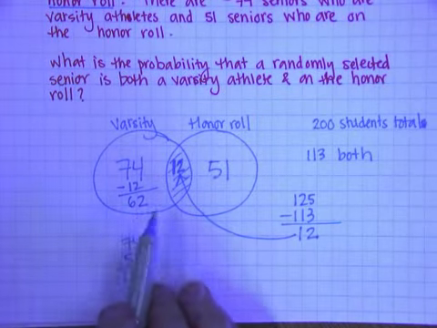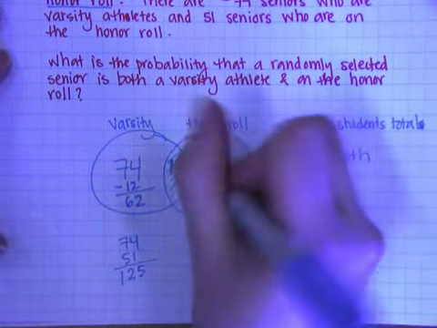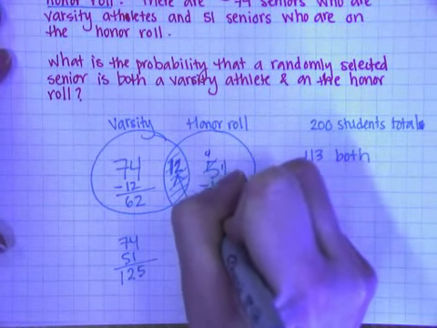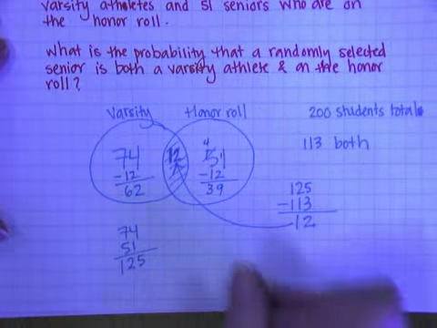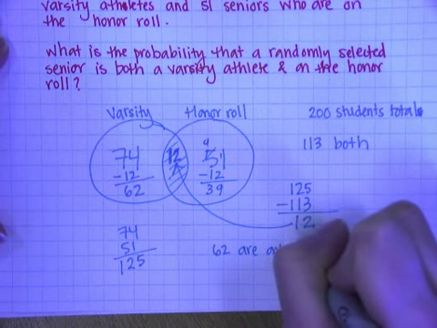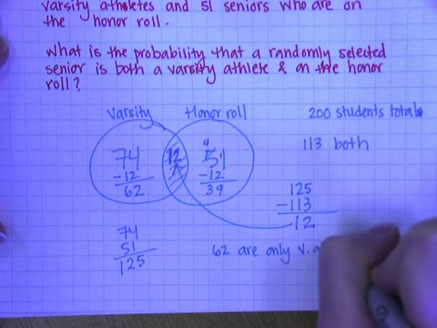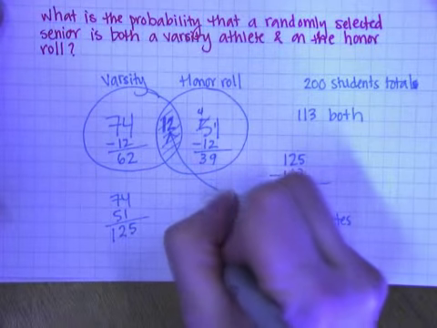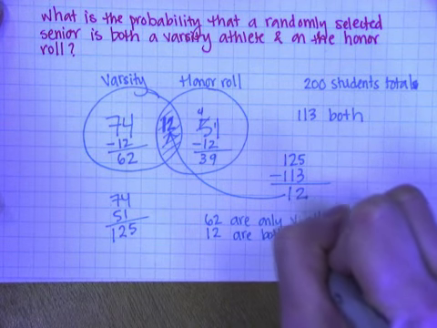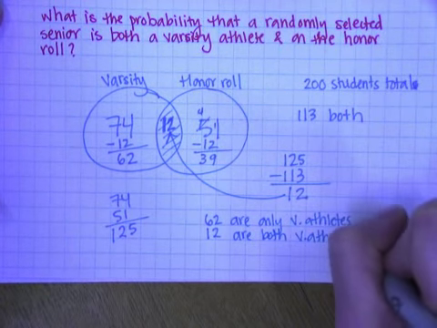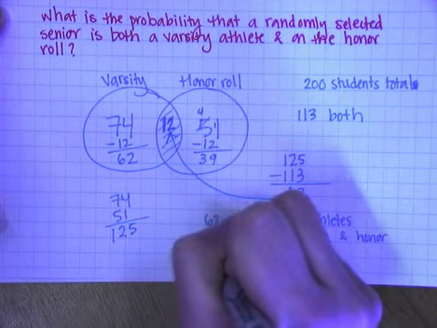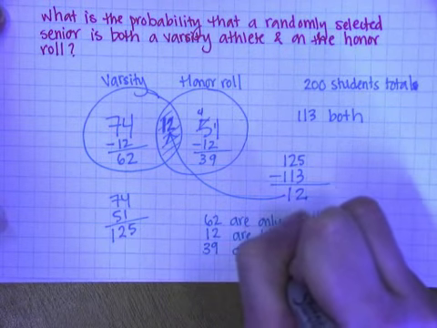So 62 of my seniors are only varsity athletes, and 51 minus 12 gives me, let's see, I've got to borrow here, 39. So that means that 62 are only varsity athletes. They're not also on the honor roll. 12 of the students are both varsity athletes and on the honor roll. So those are your 12 varsity athletes that are Smarties. And then we've got 39 students who are only honor roll.